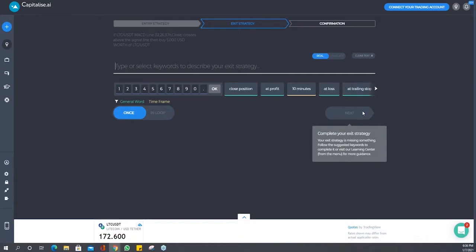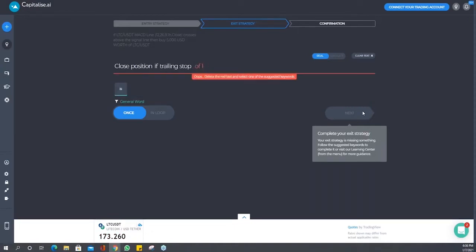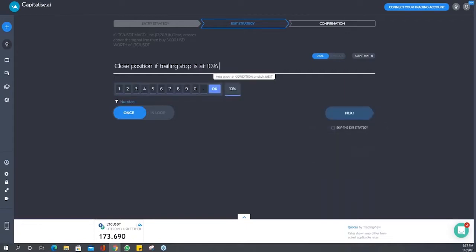Let's have a look at what else we can do. We could say close position with trailing stop of 10%. Also, what you can do is time in force, in the entry. So if there are certain times you want to trade, you could start it off with between. We'll do that in a moment.